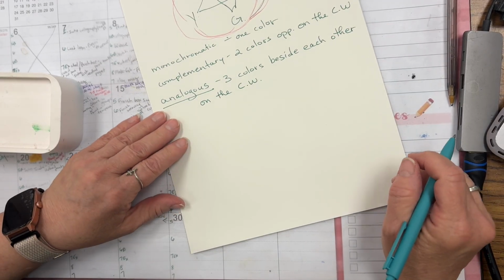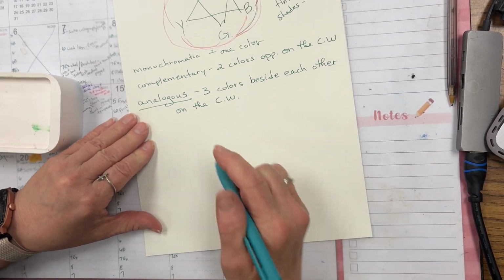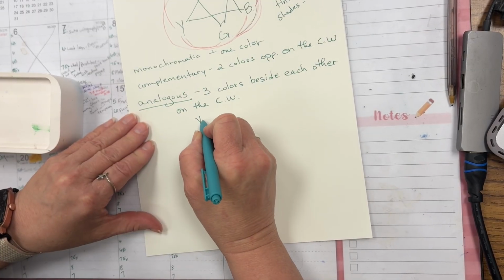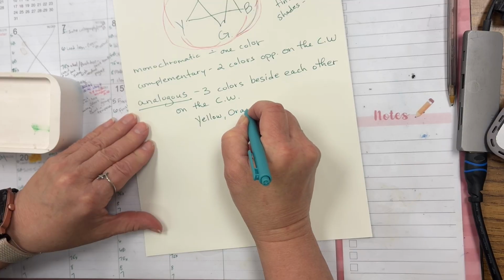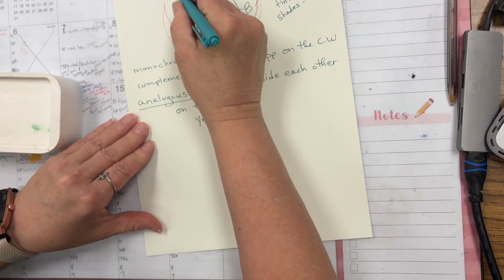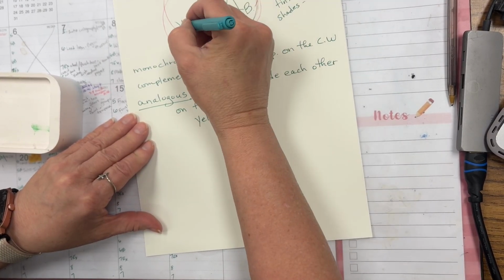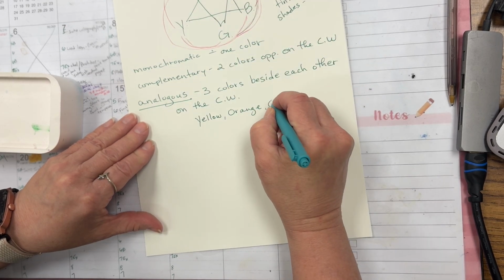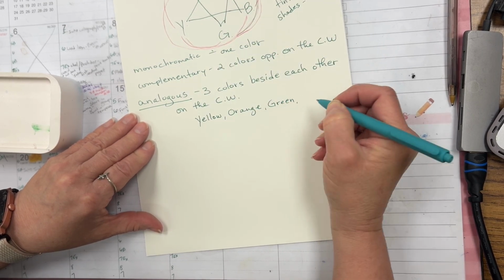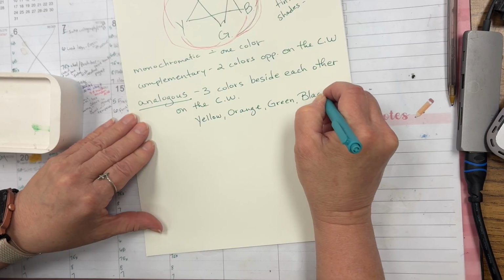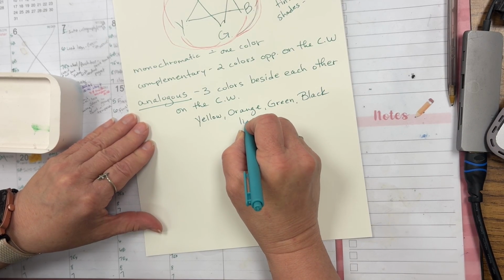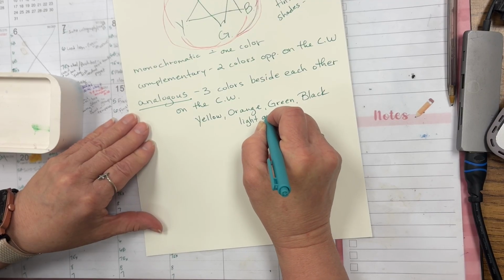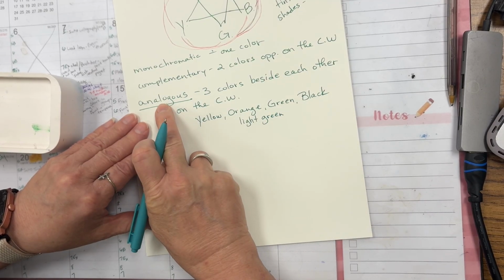So for my analogous color scheme, maybe I would want to use yellow. I'm going to use orange. And I could use red, or I could use green, either one. I'm going to go with green this time. I could also add a black in there for some contrast. And maybe I want to do a light green as well. That is one example of an analogous color scheme.